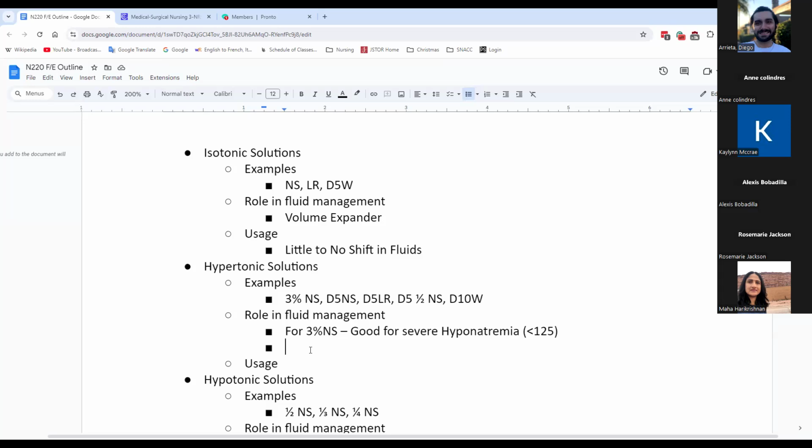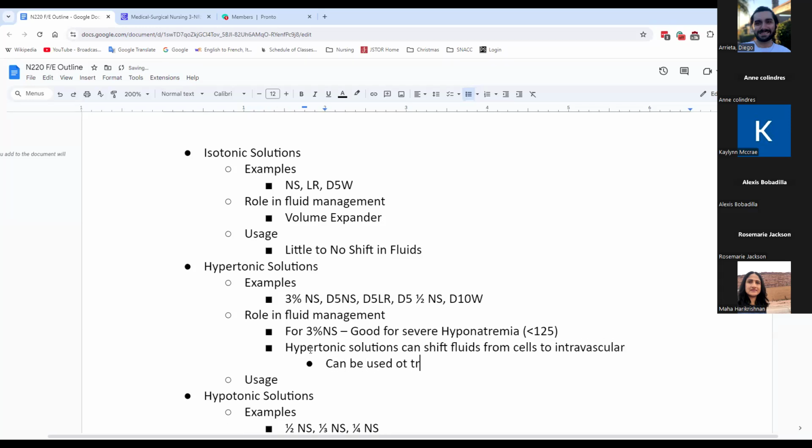So the idea is that hypertonic solutions can shift fluids from cells to intravascular. And this can be used to treat edema alongside diuretics. Why? Because the idea is your hypertonic solutions pull water out of your interstitial spaces or your brain cells into the blood, so that then your diuretics can cause you to eventually get rid of that fluid from the intravascular. Does that make sense?